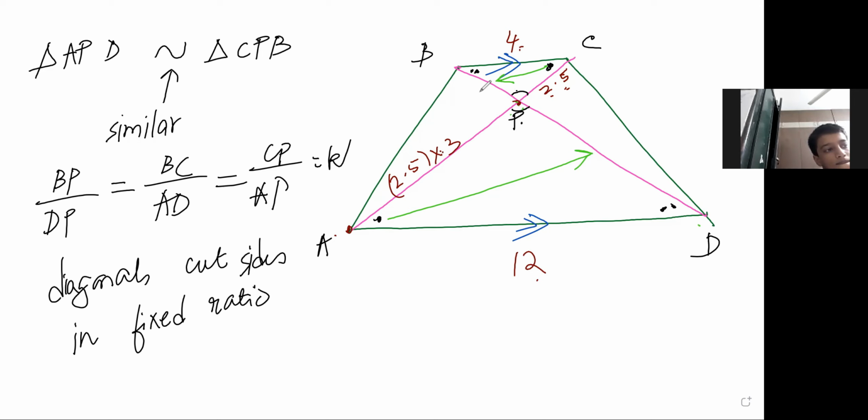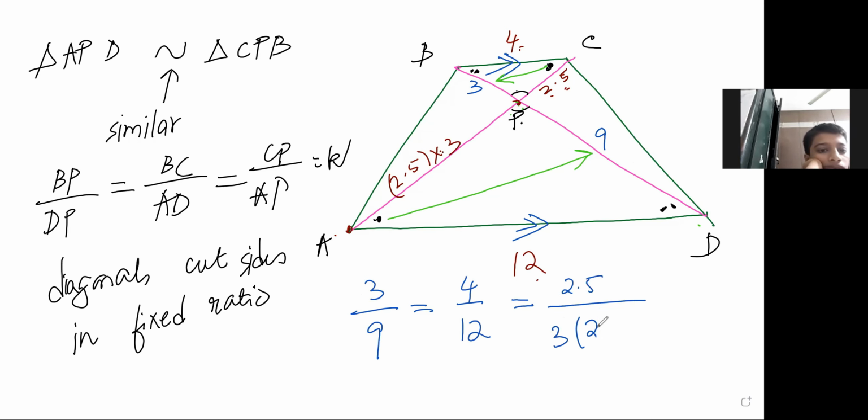Yeah. So if this side is, let us say, 3, then how much will the other side, PD, be? 9. So you can now see that the ratio BP over PD, 3 over 9, is equal to 4 over 12, and is equal to 2.5 over 3 times 2.5, right? And what is the ratio? 1:3. Do you see that ratio? It is constant for all. That is what it means.